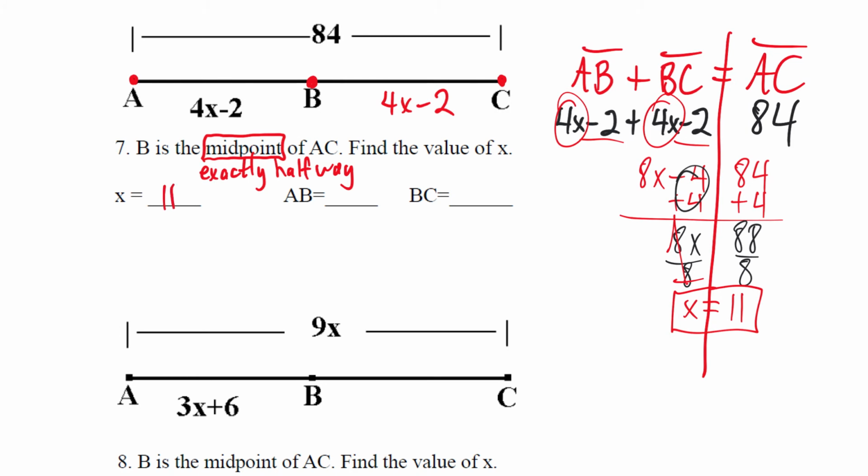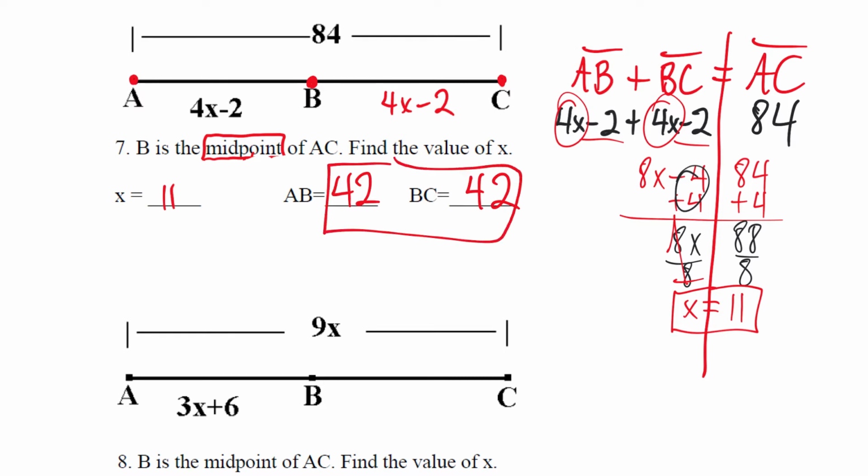So x equals 11. And now, from there, I want to find out the length of these two segments. So I'm going to take 11 and plug it in there. 4 times 11 is 44, and 44 minus 2 would be 42. And BC should be the same. All of that makes sense because if you add these two numbers up, it should give you that. And it does. 42 plus 42 is 84. So that all looks good.